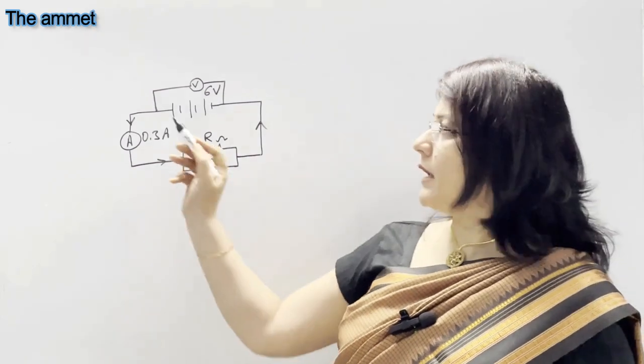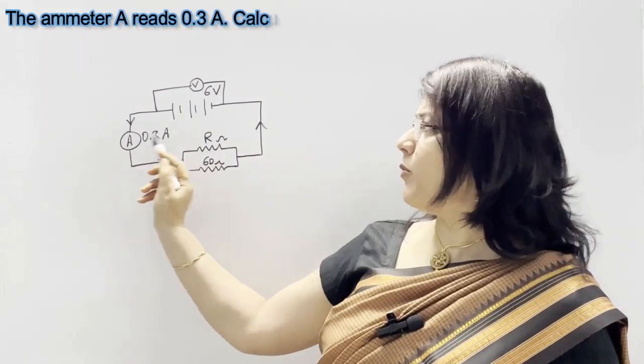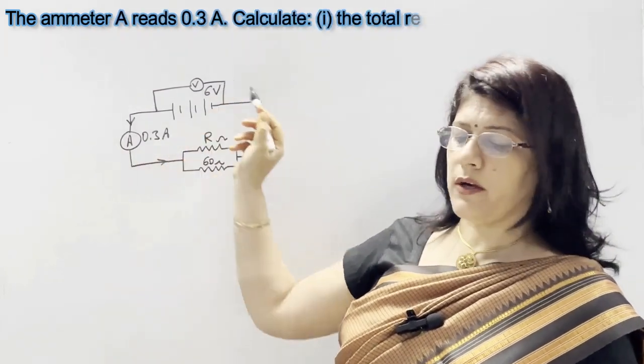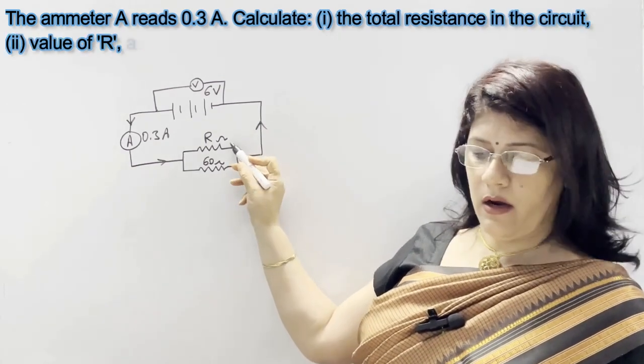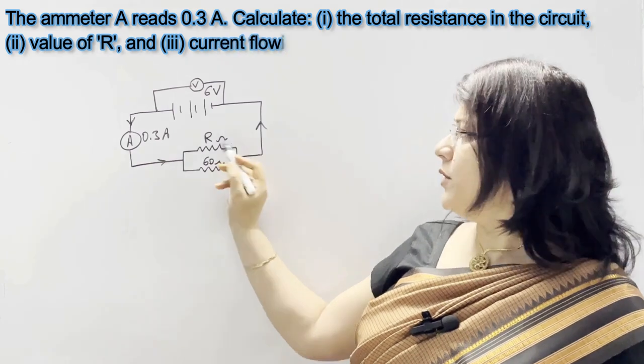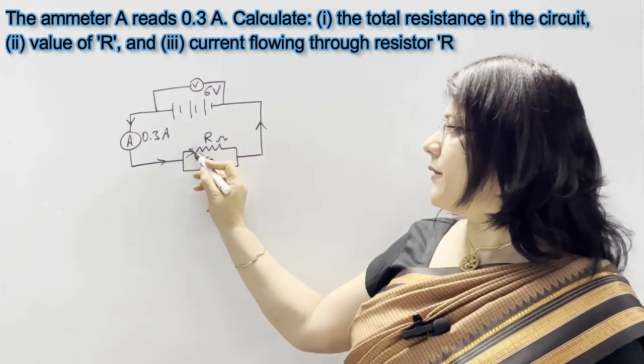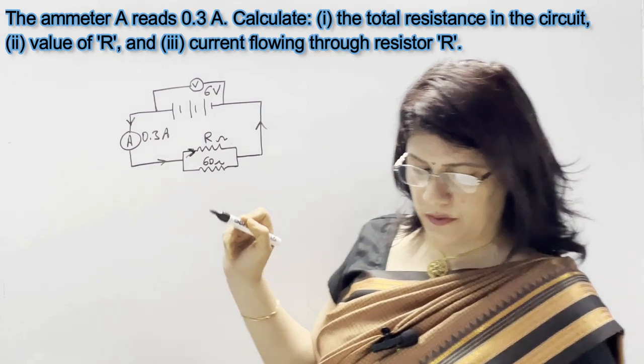Now a small twist in the question. The ammeter A reads 0.3 ampere. Calculate the total resistance in the circuit, and second, the value of R, and third, the current flowing through this resistor R. These are our questions.